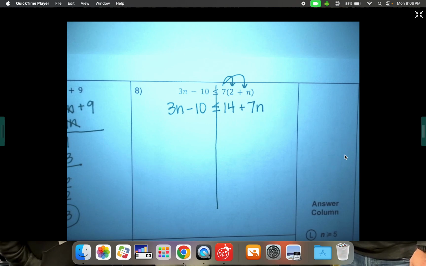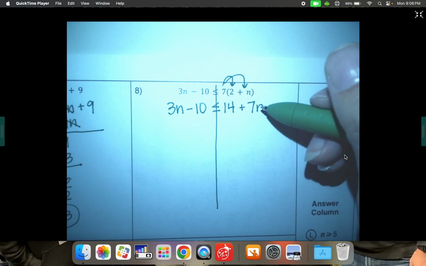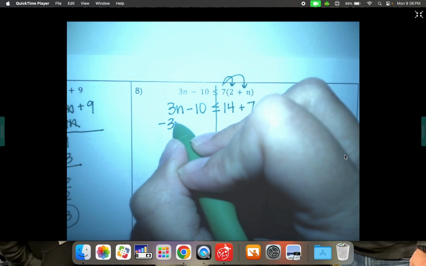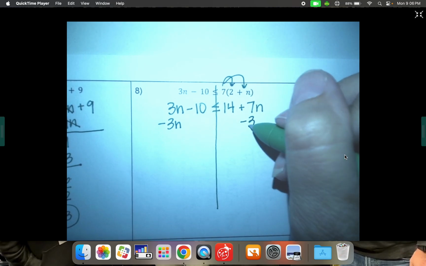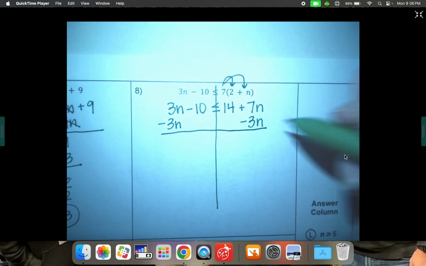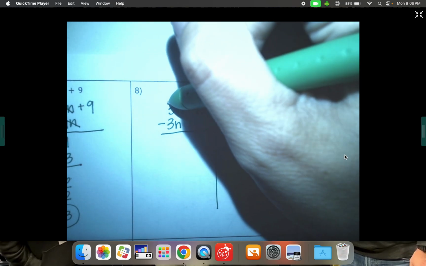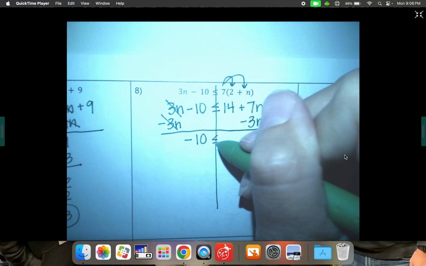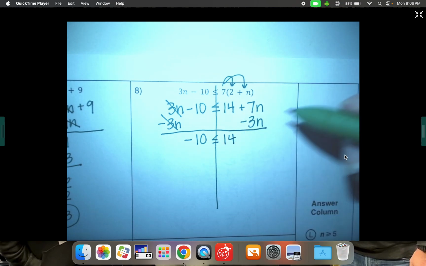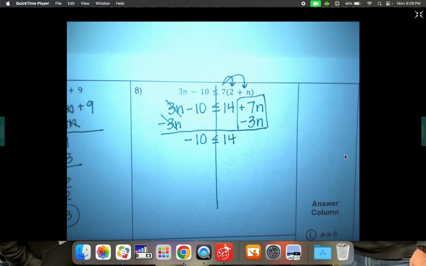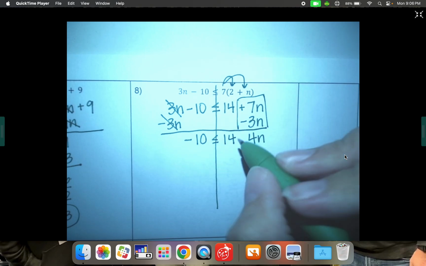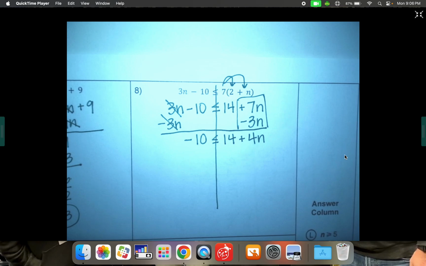And next we're going to move a variable. I'm going to actually choose to subtract 3n. So I'm going to minus 3n. Again, if you choose something different, you should end up with the same answer I do. It shouldn't matter. Those cancel out, leaving me with negative 10. Bring down 14. All right, 7n minus 3n. 7 minus 3 is 4n, and it's positive, so I'm going to put a plus there.